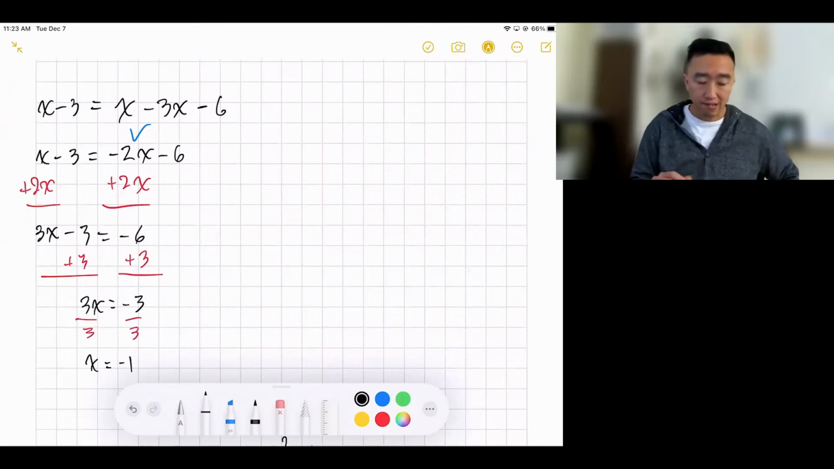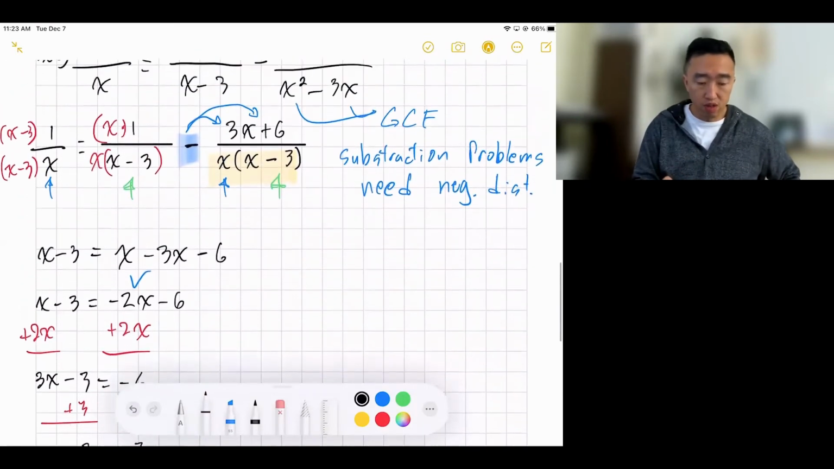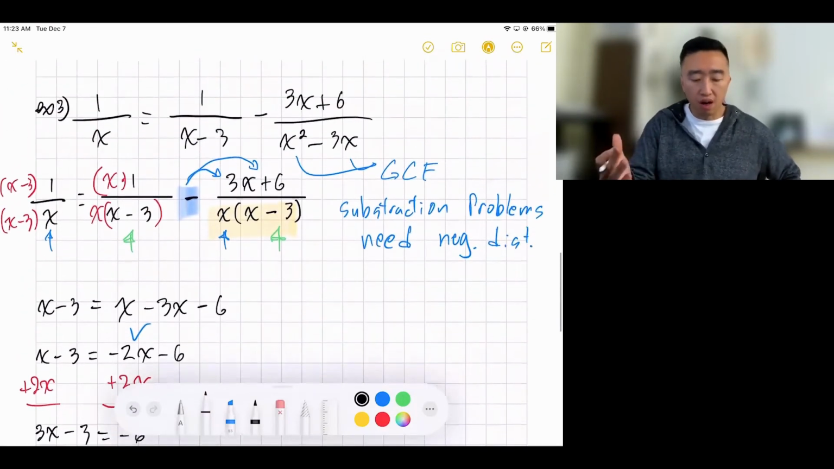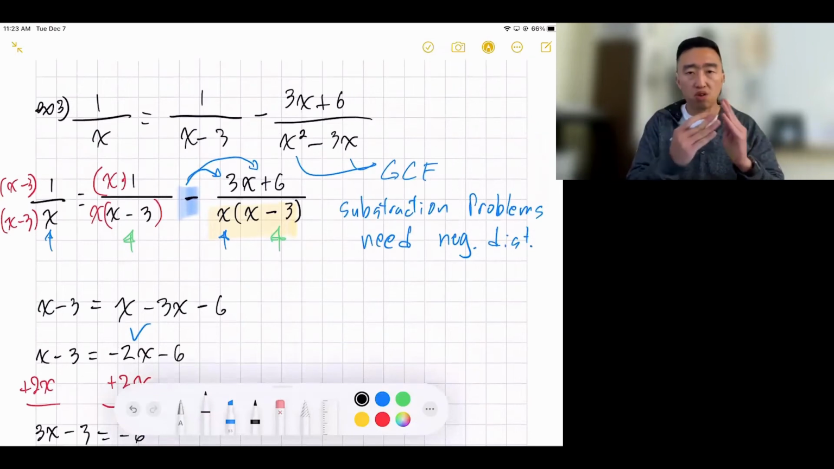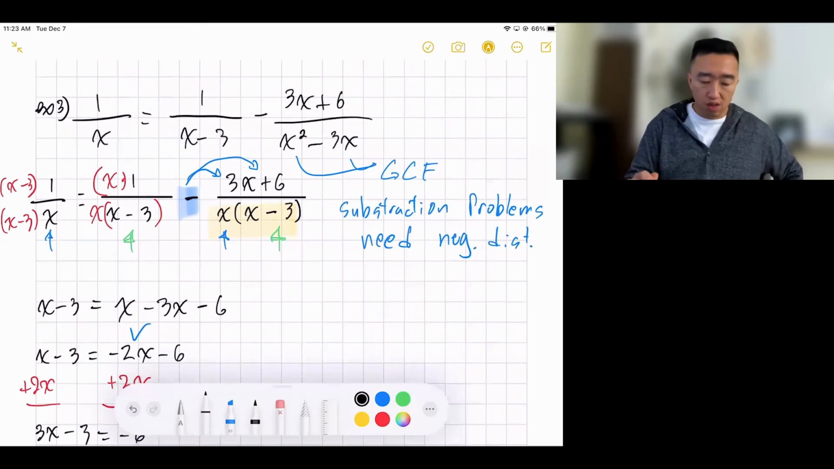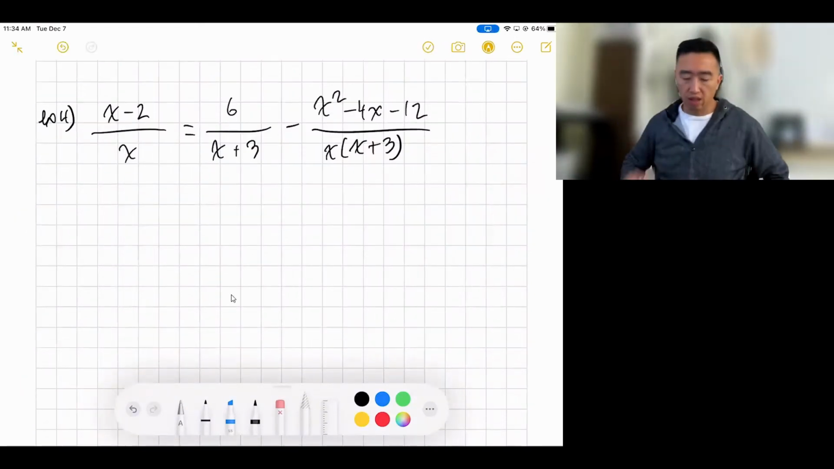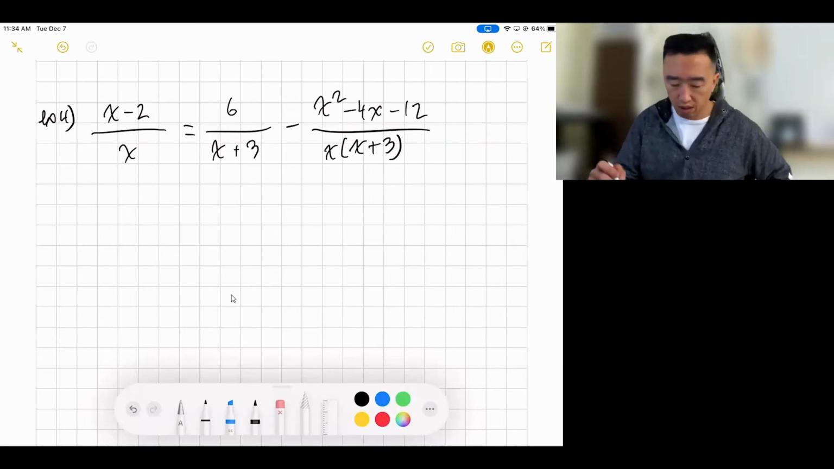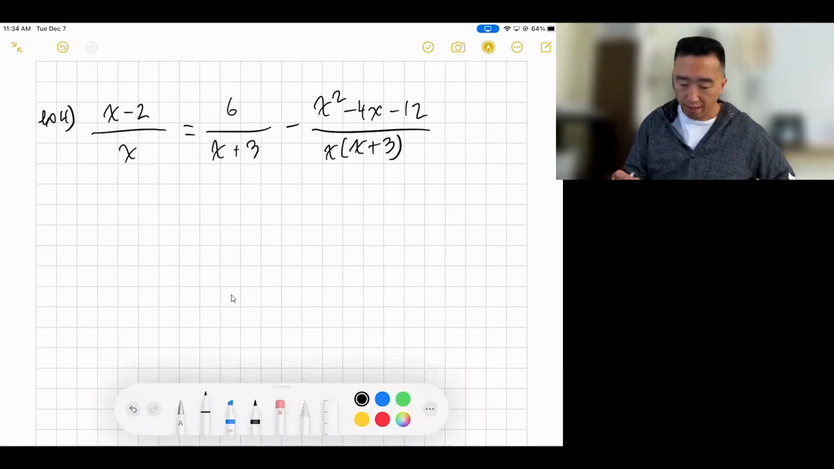Okay. How are we doing so far? We good? So again, the most complicated part is making sure that the denominators have the same factors. Okay, so that's what is key there. Okay, so let's try this again. New problem. All right. All right, so here we go. Number 4.